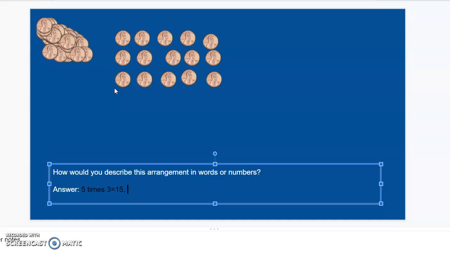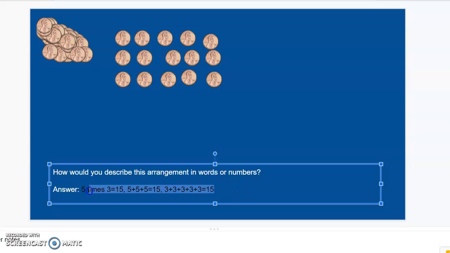Okay, I also can see that there are 5 right here, there are 5 right here, and there are 5 right here. So I could do 5 plus 5 plus 5 equals 15. Or I know there are 3 here, 3 here, 3 here, 3 here, and 3 here. I could do 3 plus 3 plus 3 plus 3 plus 3 equals 15. Those are all my way of describing how many pennies there are using words or numbers. That is also called a mathematical expression or a number sentence.